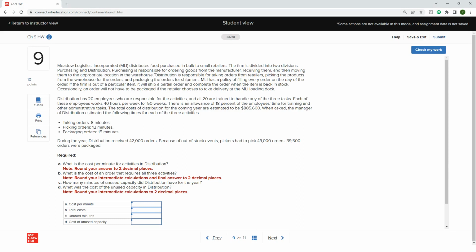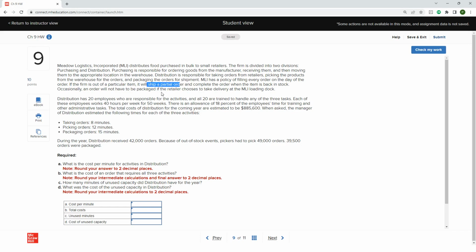The company tries to fill the order every day. So when you make an order, they're going to fill it that same day if they can. Sometimes they can't. Sometimes if they're out of a particular item, they'll ship the partial order now, and then they'll ship the rest of the order when the item is back in stock. So that's something similar to what Amazon does.